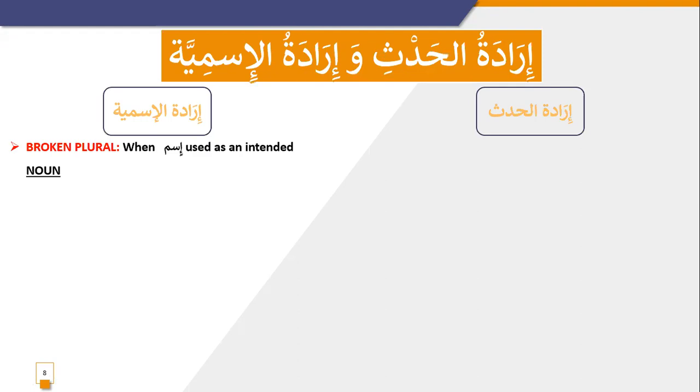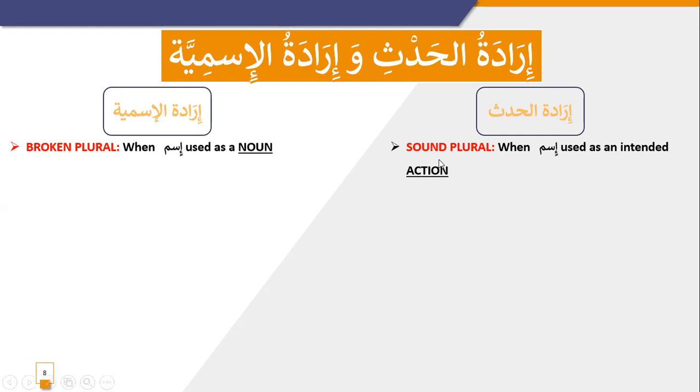Now let's look at iradatul hadithi wa iradatul ismiyati. So, a simple way: for iradatul ismiya, you use broken plural when the ism is intended as a noun. And iradatul hadithi would mean sound plural: sound plural is used where the ism is an intended action. So this is one of the differences, that ismiya will be broken plural, and hadithi, which is intended as an action, you will see a sound plural over here with the ism.